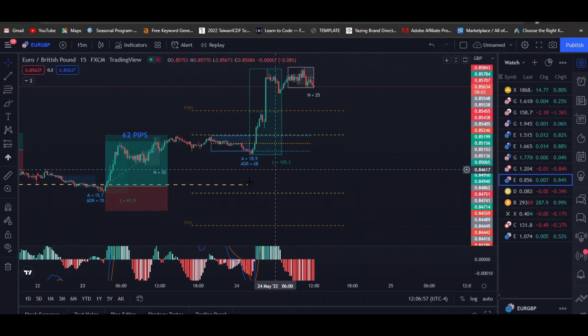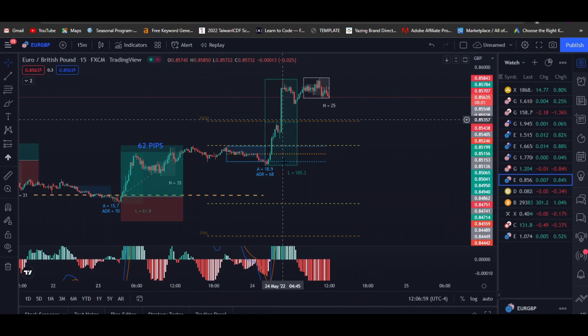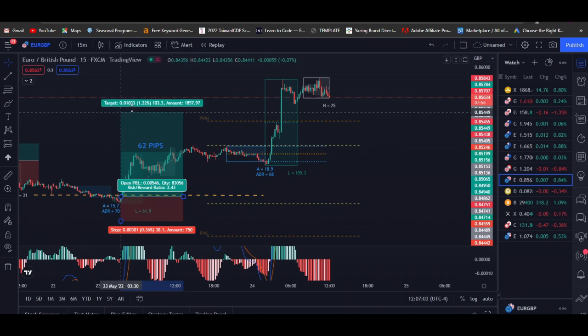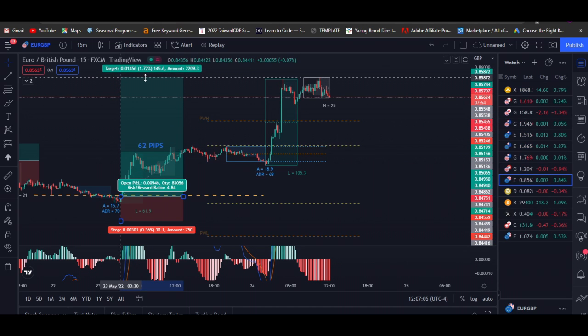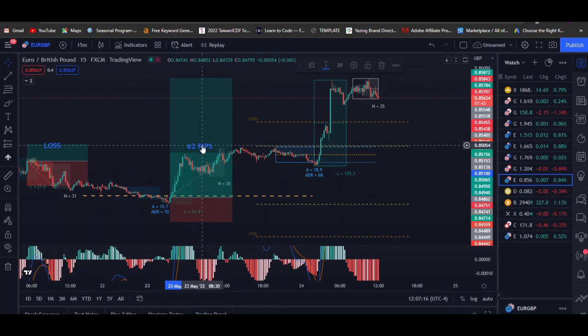But now today's May 24th, and as you can see, price continues to go up. So instead of 62 pips, we have more than likely got 145 pips. So that's a correction from yesterday's video.